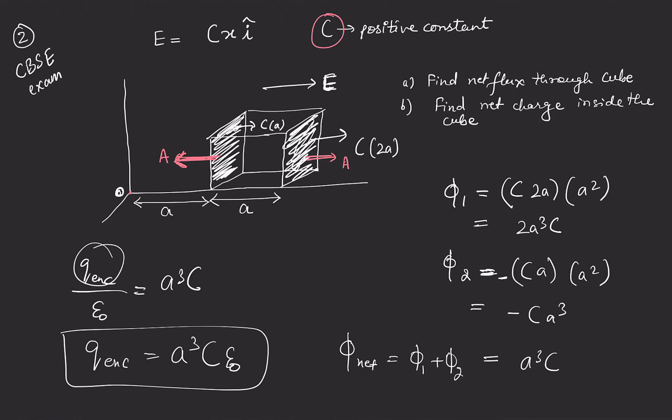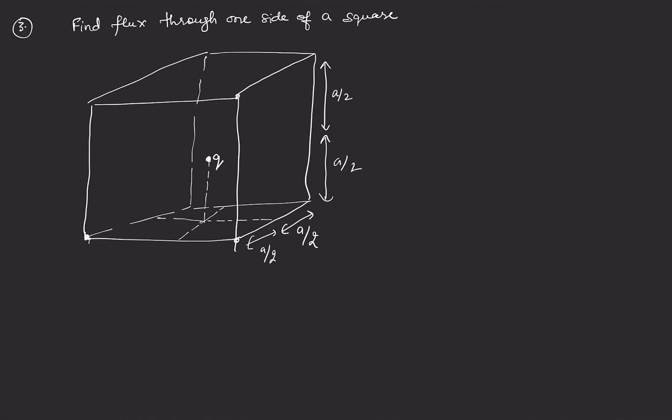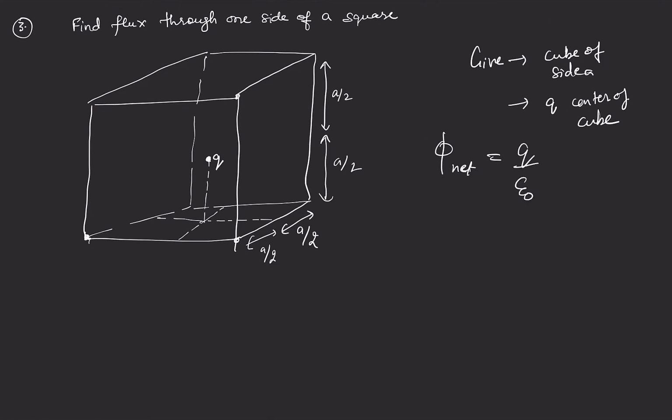So let's move to the next question. This is an interesting question. You have to find the flux through one side of a square, which can be any side because it's a symmetrical situation. Let me first explain the question. You are given a cube of side A, and a charge Q which is placed at the center of the cube. So net flux passing through this cube by Gauss law should be Q by epsilon naught.